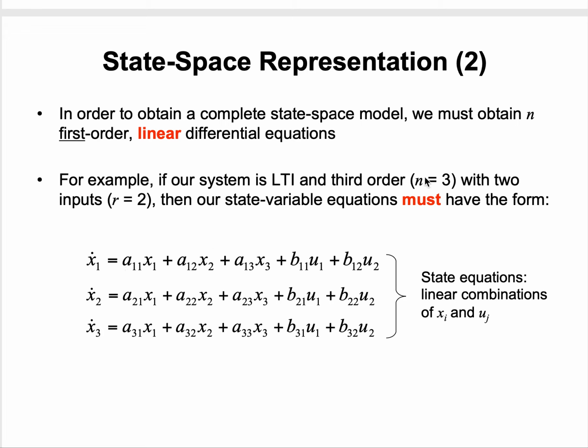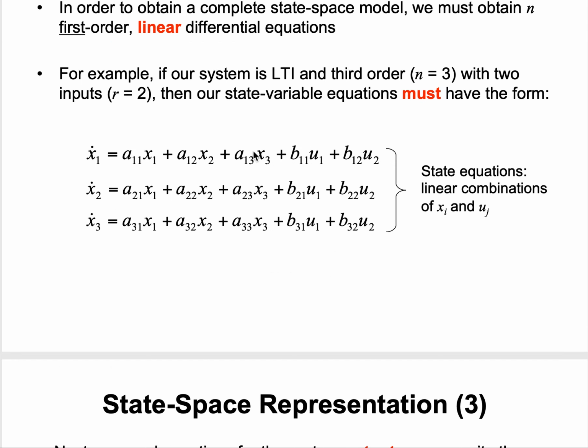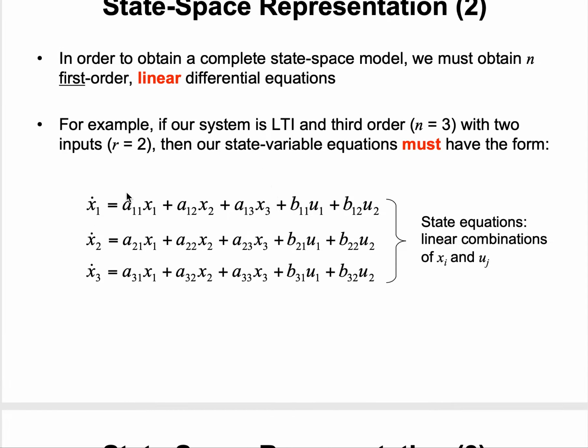If I have three states and two inputs, for instance, these are our equations relating the change in the first state to the other states and inputs. Second state, the change in second state, the change in third state. We can put it in the state space form in matrix-vector combination as x dot is equal to A times x plus B times u, where A is a 3 by 3 matrix, and B is in the form of 3 by 2. That would be the dimension of matrix B.